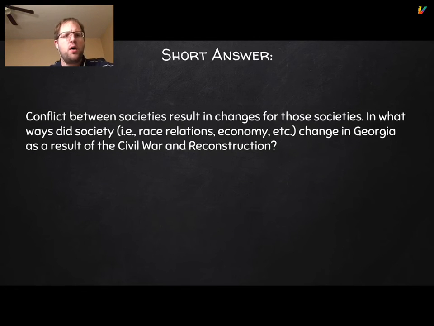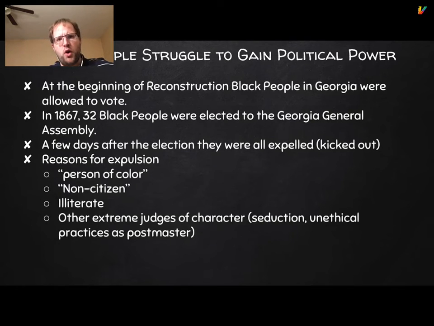All right, we're going to skip the short answer question. We're going to go to this. So this is a story specific to Georgia that you do need to know. This is talking about how there were some black men elected to Congress, 32 of them, in 1867, which would have been right as Georgia was sort of reforming its government after the Civil War. And what happens is, 15th Amendment happened. The black men can vote, they can run for office, and they were elected.